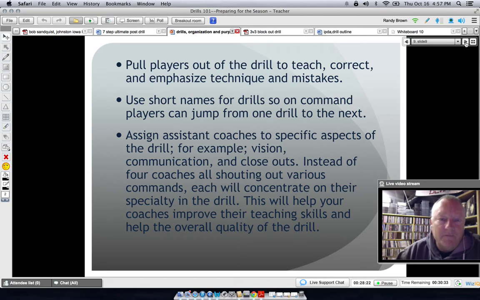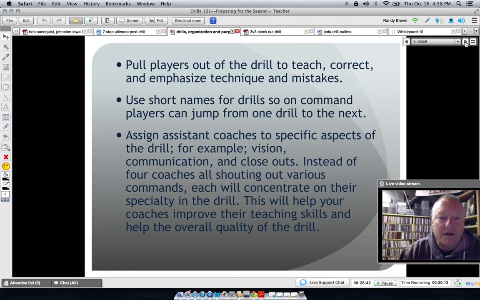properly executing something defensively. Let's say they keep losing vision when there's a screen on them. So pull them out of the drill. Get them over on the side. Get them to slow down a little bit. Maybe grab a couple other players and simulate the drill, what you're trying to teach them. Then put them back in the drill.